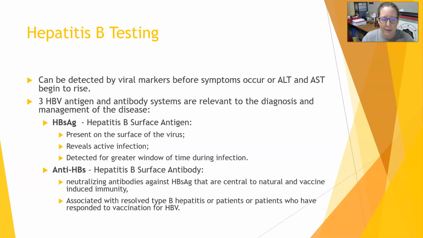And then the antibody to that surface antigen, so it's the hepatitis B surface antibody. It is a neutralizing antibody against the hepatitis B surface antigen. They are central to natural and vaccine-induced immunity. So if you've been vaccinated against hepatitis B, you should have anti-HBs antibodies. It is associated with a resolved type B hepatitis or patients who have responded to vaccination for hepatitis B virus.